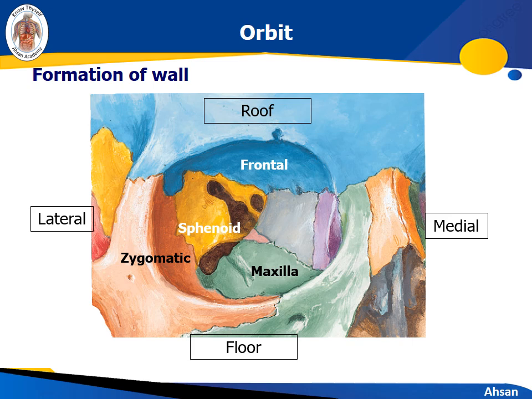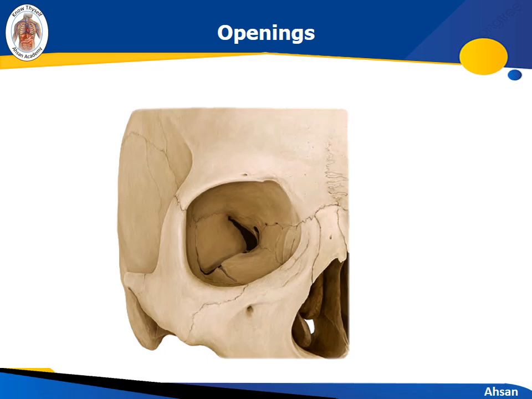The medial wall, from anterior to posterior, is formed by the frontal process of the maxilla, this is the lacrimal bone, and this one is the ethmoid bone. The orbit is a pyramidal structure. The base is open, and this is the base, which is stained, and the red color is indicating the orbital margin.